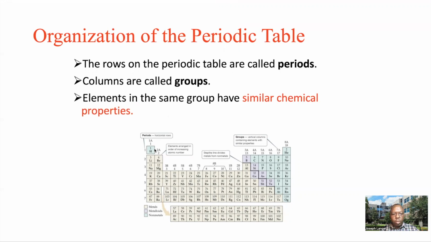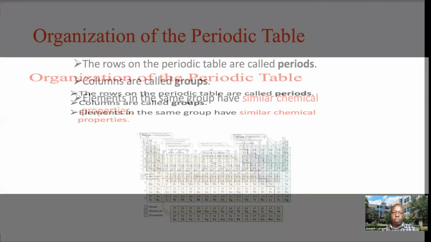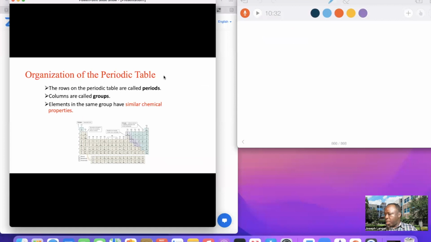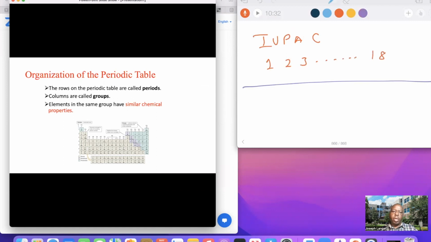It is important to take note of 2 systems of numbering the groups. There is the IUPAC, which uses 1 through 18. Maybe I can just minimize this. This numbering system is based on the International Union of Pure and Applied Chemistry. They use 1, 2, 3, all the way to 18.